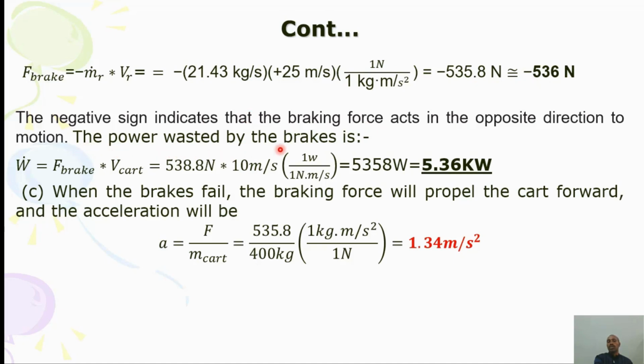So the power wasted by the brake is the work done per unit time. W dot means power, work per unit time. So force times velocity is the power: the force of the brake times the velocity of the cart. So since you have the velocity of the cart, if you multiply, you will find 5.36 kilowatt. This is the answer.